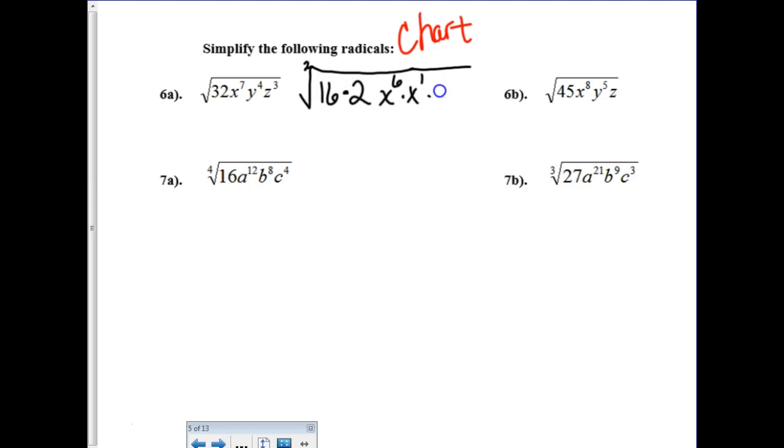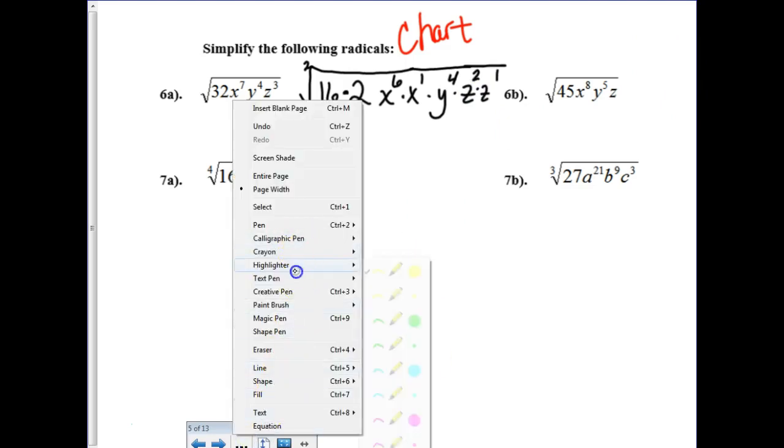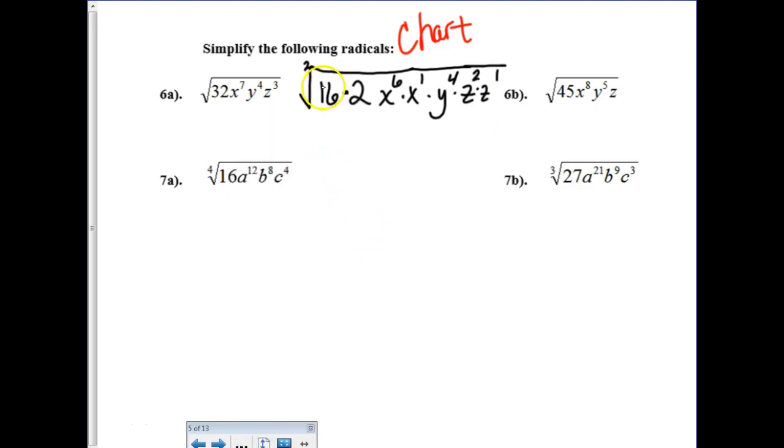And then for y to the 4th, that'll divide evenly, so I'll just leave it. And then for z to the 3rd, we're going to break that up into z squared with a z to the 1st left over. So then I come through with my highlighter, and I mark up things that are going to simplify, and whatever I don't mark is going to stay in the radical. So I'm going to be able to reduce that, and that, and that, and that. And everything else is going to be stuck in the radical.